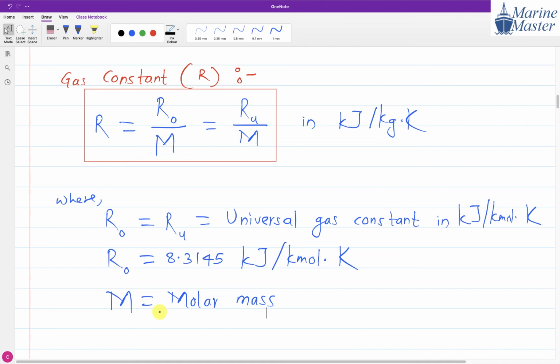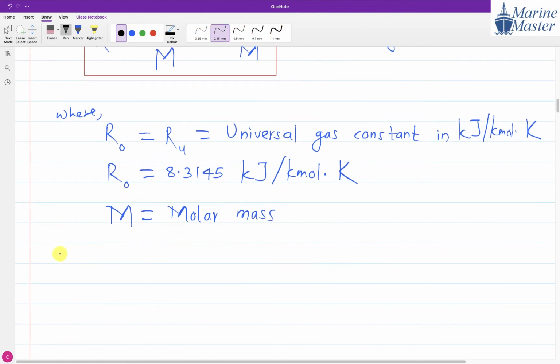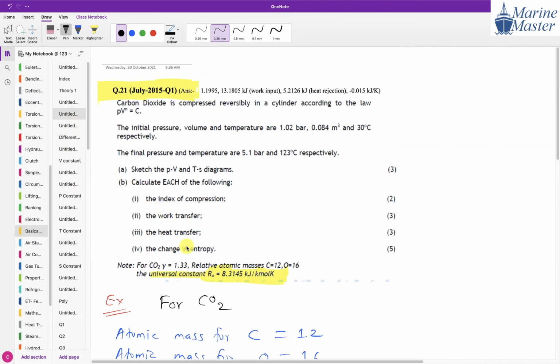Completed? Yes, sir. Now next we will take one example, with which we will try to find out what our target is. We are going to take the example of CO2. In this question they have given the relative atomic masses: for carbon 12, for oxygen 16.